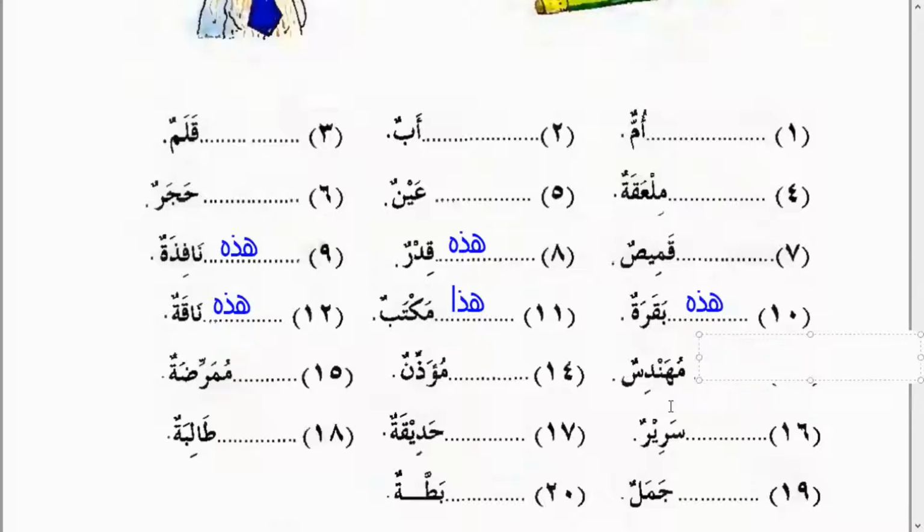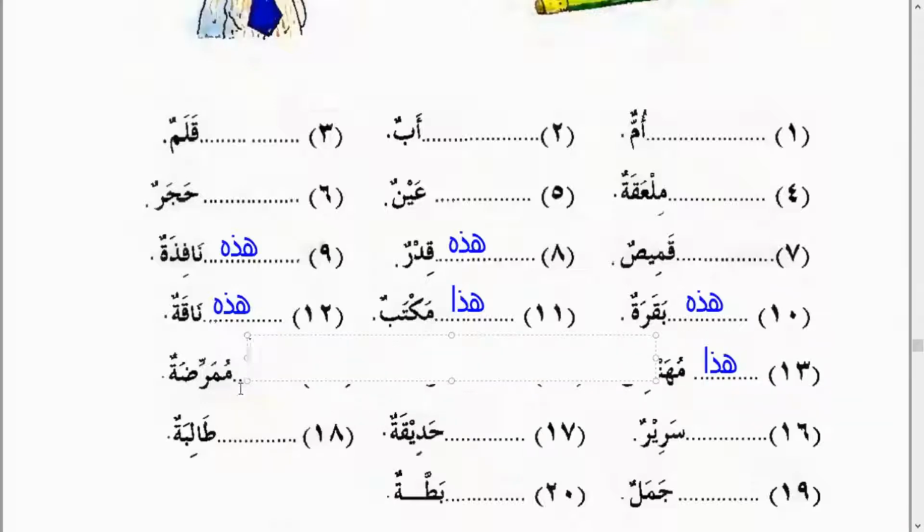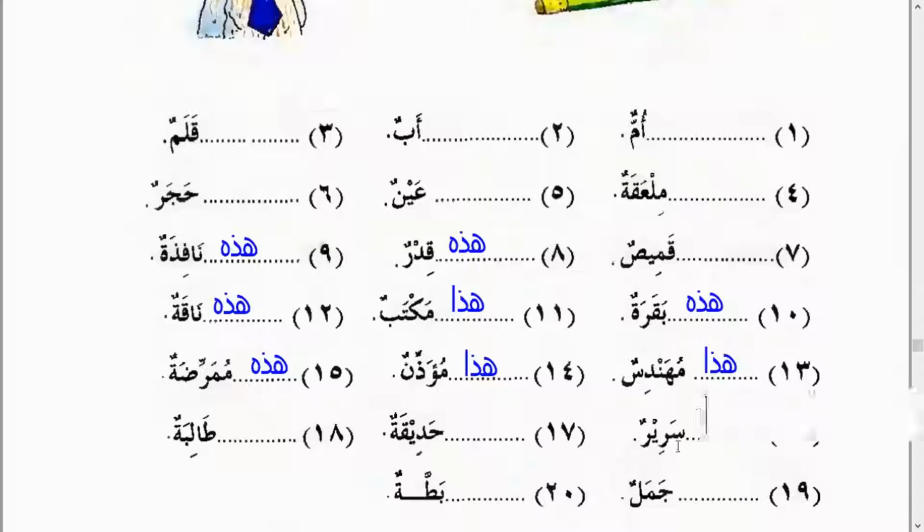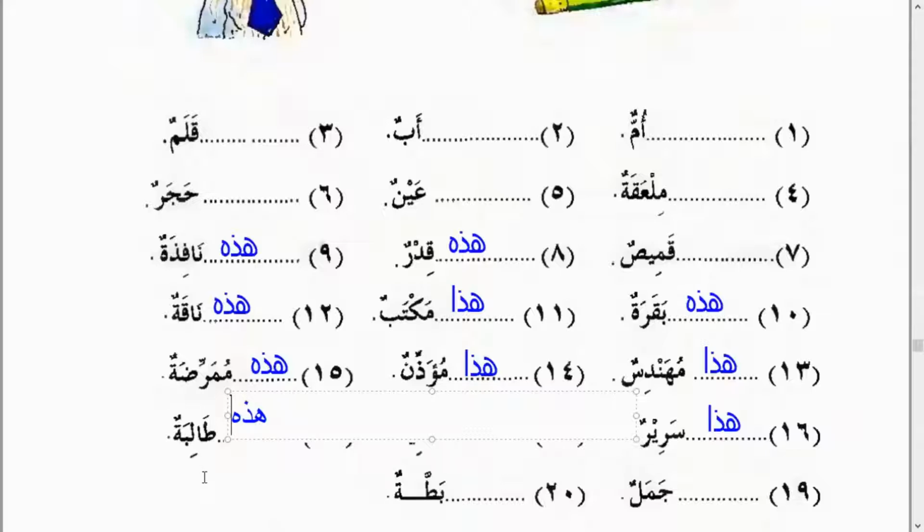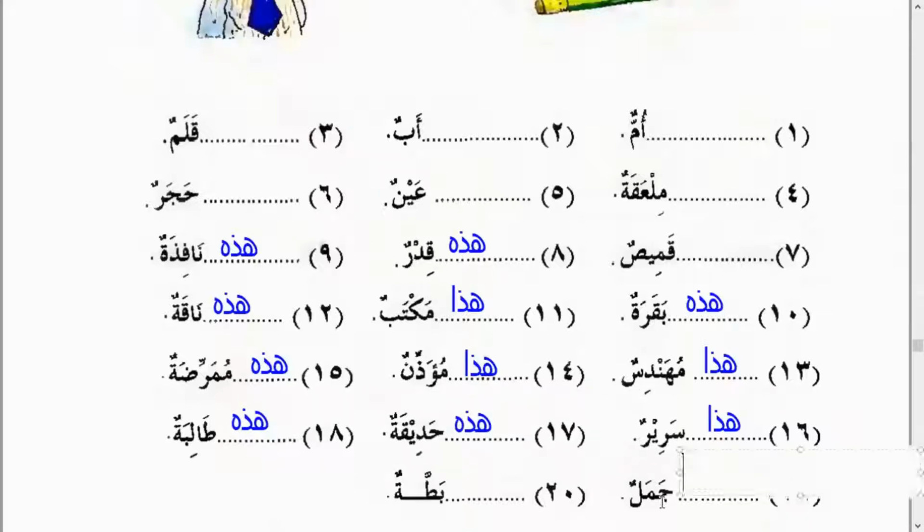Muhandisun. This is an engineer. One. Hada. This is a muazzin. Hada. One again. Mumarridatun. This is a nurse. Female nurse. Hadihi. Sarirun. This is a bed. Hada. Sarirun is masculine. There's no round ta, right? Hadiqatun, this is a garden. Hadihi. Right? So alhamdulillah, it's easy. Talibatun, this is a female student. Hadihi. Jamalun, hada. This is a camel. Right? And battatun, alhamdulillah. Hadihi battatun.